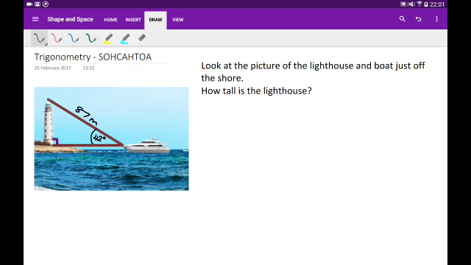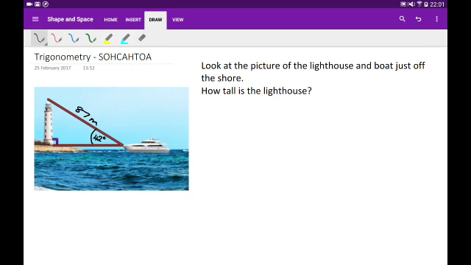Well, as you can see, a right angle triangle has been superimposed on top of our picture to help us answer that question. We've been given some information. We've been given the length of this line here, 87 metres, and the angle of elevation from the tip of the boat to the top of the lighthouse is 42 degrees.